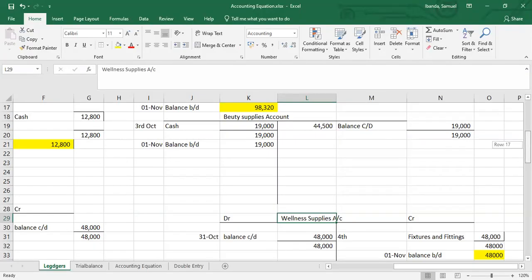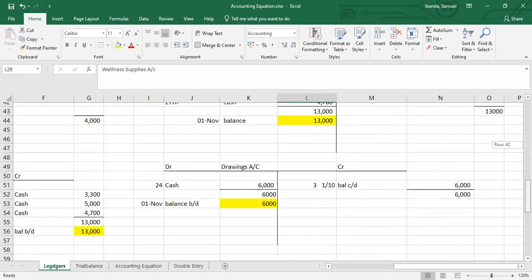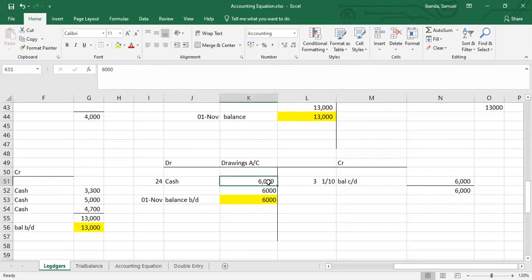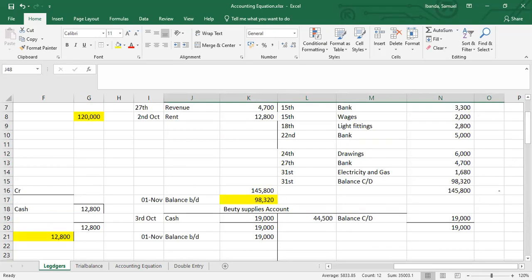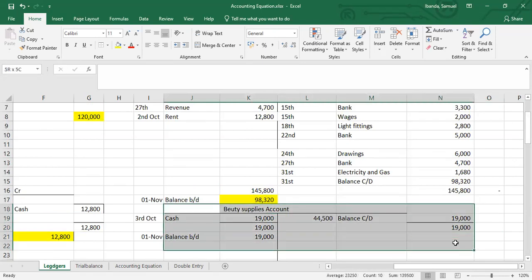Or I write 7,000. Yeah, I can write 7,000. So instead of this, I may have counted wrongly and I write 7,000. So this is what will happen. This will be 7,000. This will also be 7,000 like that. So compensating error: you've made an error in the drawings account, and you've also made an error in the beauty supplies account.